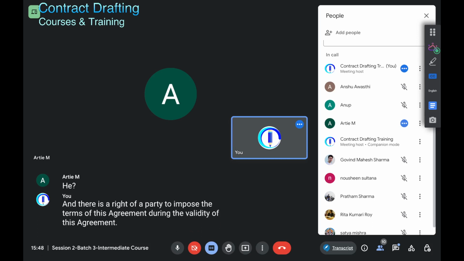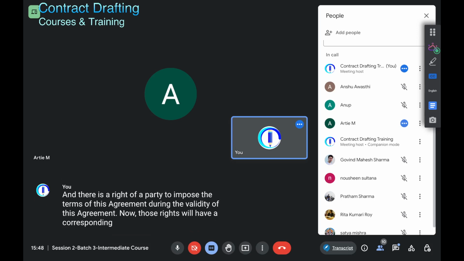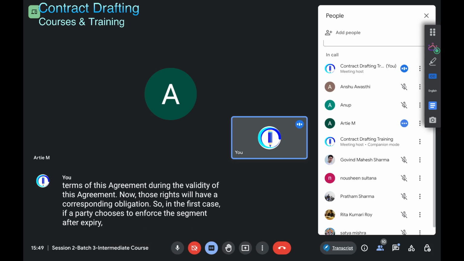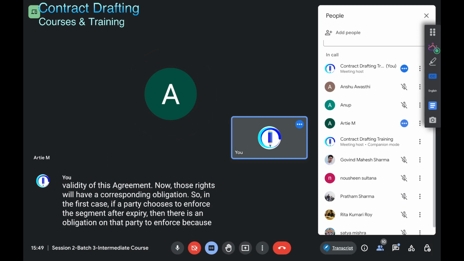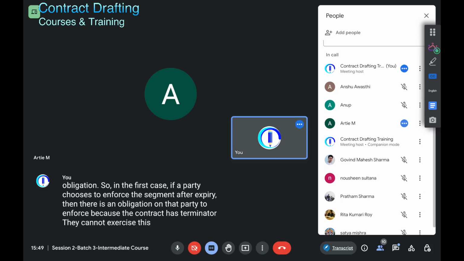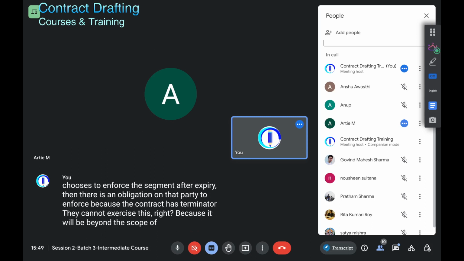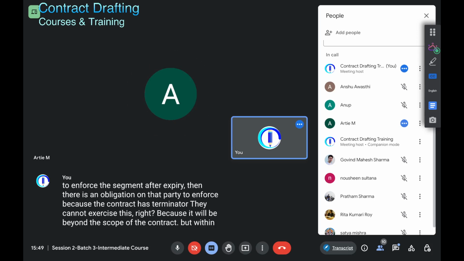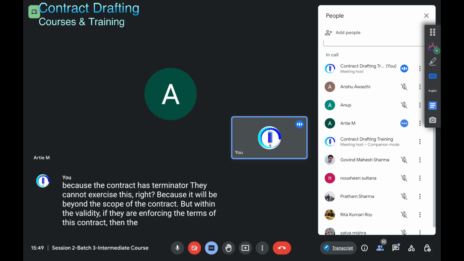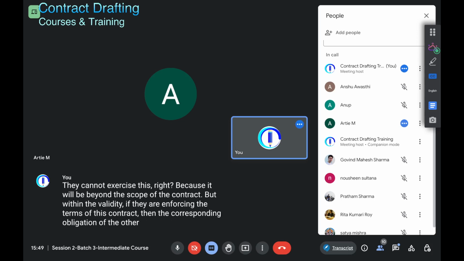Now, those rights will have a corresponding obligation. In the first case, if a party chooses to enforce this agreement after expiry, then there is an obligation on that party not to enforce because the contract has terminated. They cannot exercise this right because it will be beyond the scope of the contract. But within the validity, if they are enforcing the terms of this contract, then the corresponding obligation of the other party is to honor the commitments made under the contract.